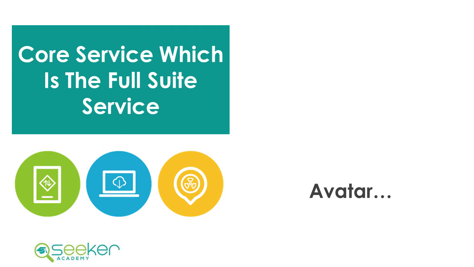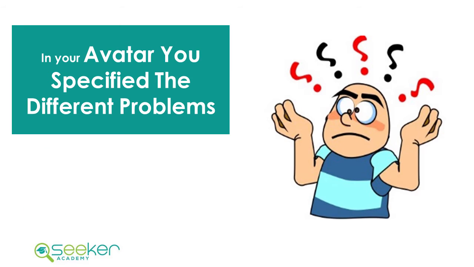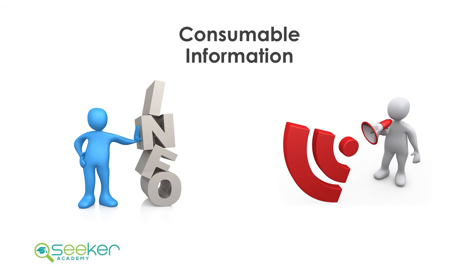This also brings me back to talking about the avatar. There must be something in your avatar you can use when creating your lead magnet. In your avatar, you specify the different problems that they're having. Go back to your avatar and really get something from there to help you create a really powerful lead magnet. The message you put out must easily be consumed. It must be easy to understand and educate that prospect to take action.